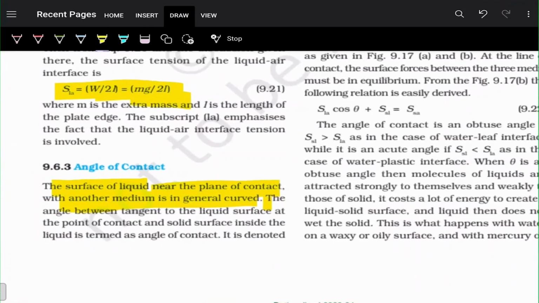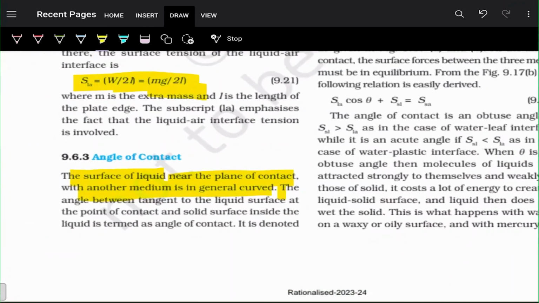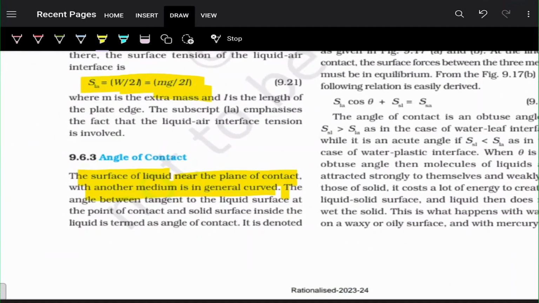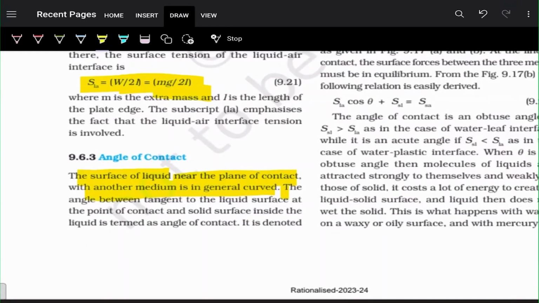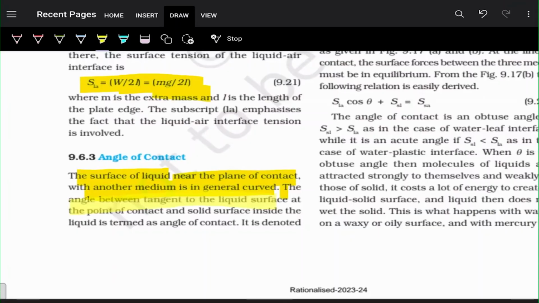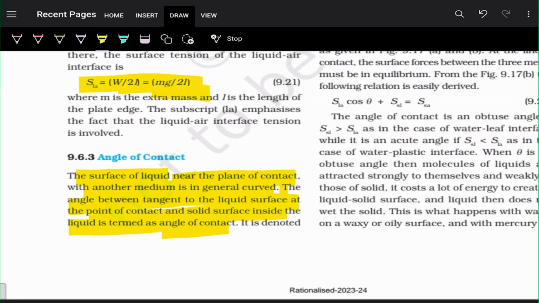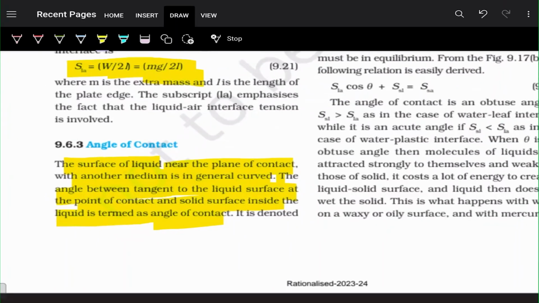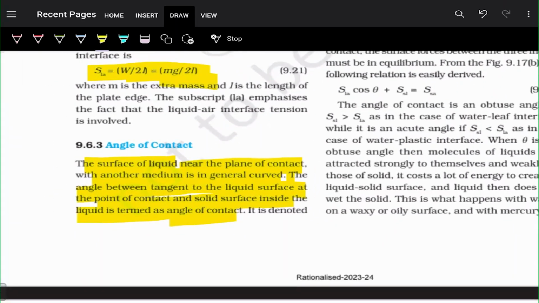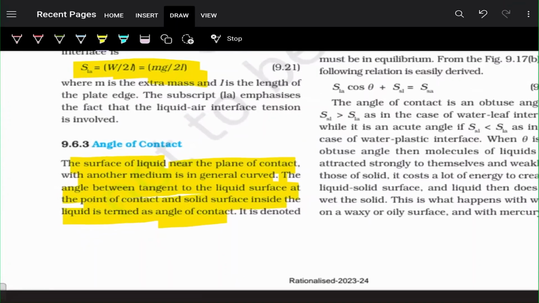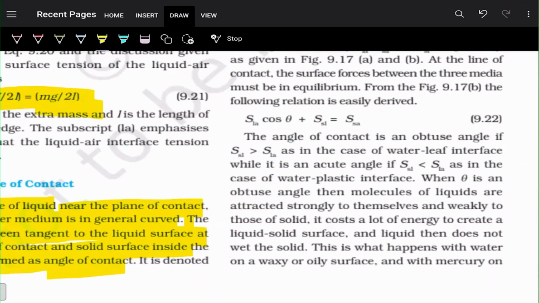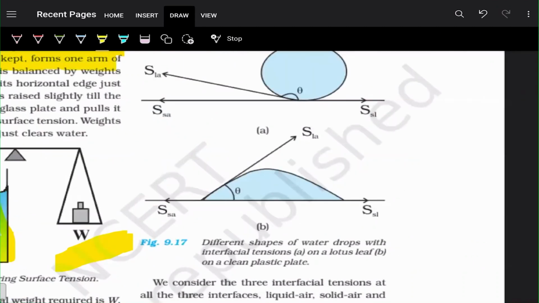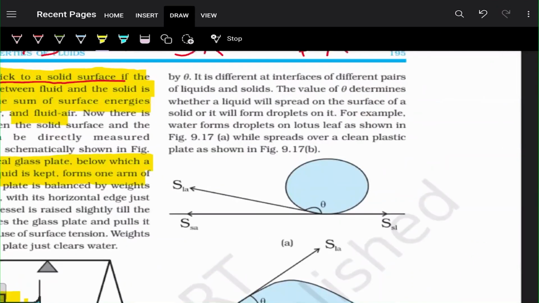What is angle of contact? The angle between tangent to the liquid surface at the point of contact and solid surface inside the liquid is termed as angle of contact. It is denoted by theta. Angle of contact denoted by angle theta.